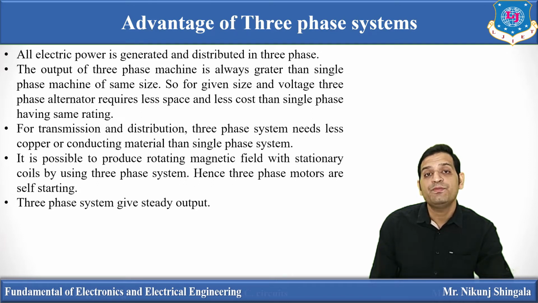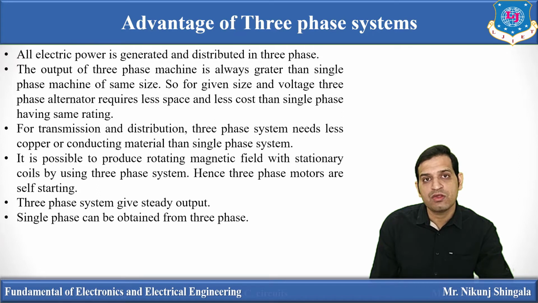Next, the three-phase system gives a steady output. The single-phase system does not give a steady output, while the three-phase system always gives a steady output. Single-phase can also be obtained from three-phase. This is also an advantage: if we generate the three-phase system, we can also obtain single-phase from it.